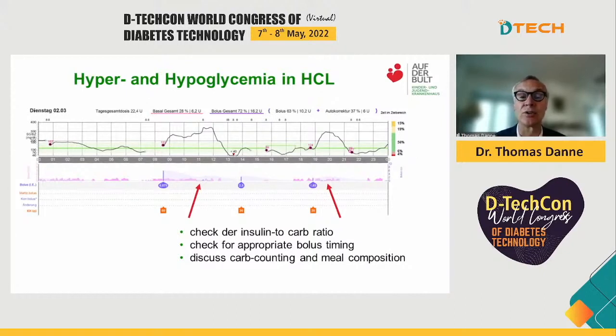And also try to figure out, how is the patient doing the carb counting? Is he doing that well? What is the meal composition? Sometimes you can adjust the meal composition and give some pointers there as well.